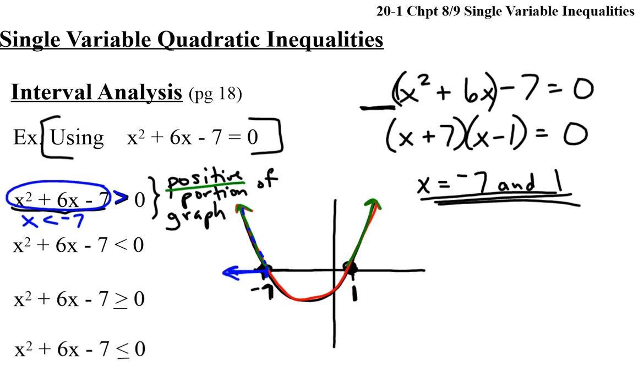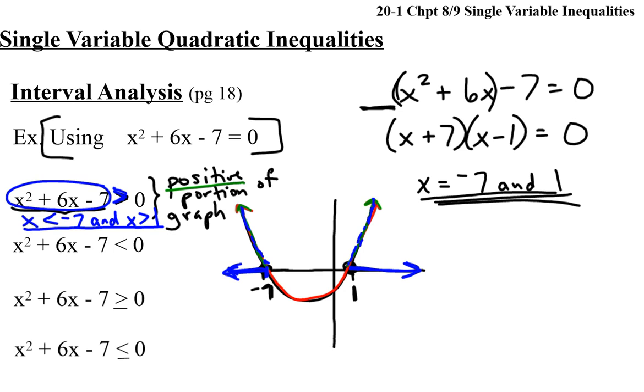Now the second part, we could have also the positive part of this graph occurs here, and that occurs for the x values that are greater than 1. So x less than -7 and x greater than 1. These are the values for x. That's what we're trying to do. We're trying to solve the inequality, identify the x values that give us a positive graph. Less than -7, bigger than 1, give us the positive portion of the graph.